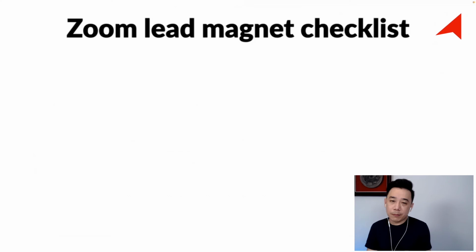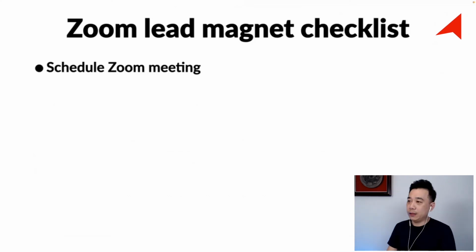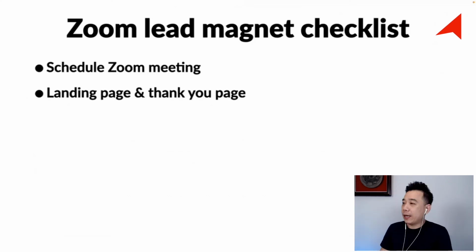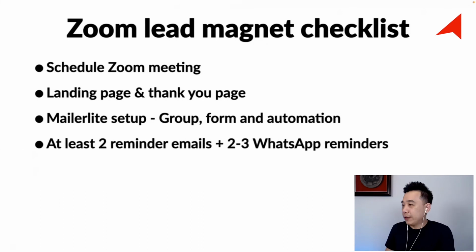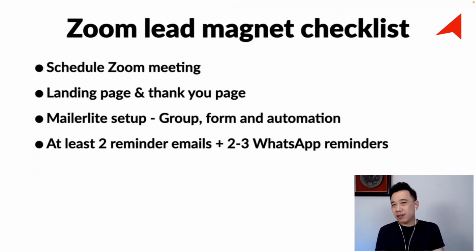So the Zoom lead magnet checklist will be like, the first thing, we need to schedule the Zoom, and then the landing page and thank you page. Of course, you need to set up the MailerLite setup, which is, you need to have the group, the form, and the automation. Don't worry, all the sample emails will be available in the resources, so that you can actually go through that. And when it comes to the reminder emails, I would suggest to send at least 2 reminder emails beforehand.